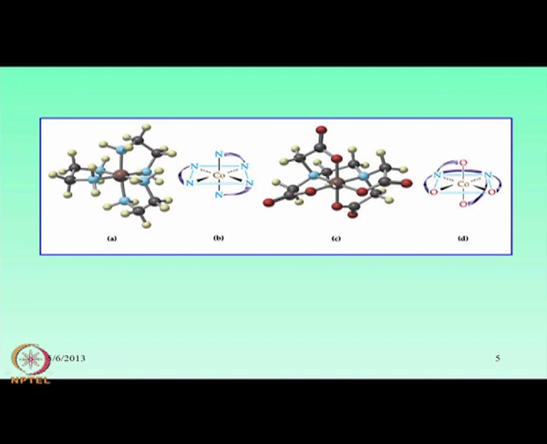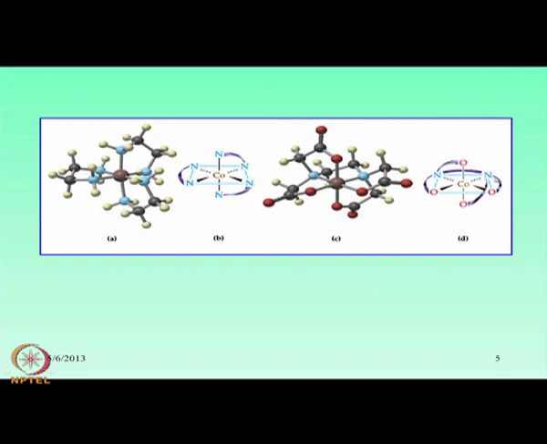Similarly, we see another situation for cobalt where the ligand is not the ethylene diamine, but is EDTA. So, for this ball and stick diagram, what you see is the backbone, which is the ethylene diamine backbone, and from this ethylene diamine backbone we have 4 carboxylic acid groups, 2 from the right hand side and 2 from the left hand side.